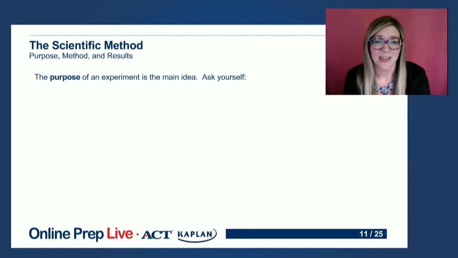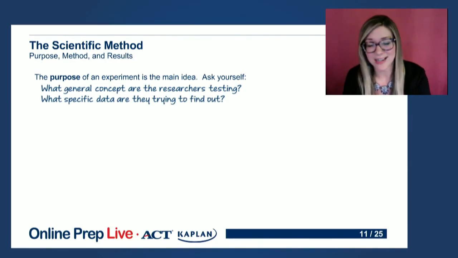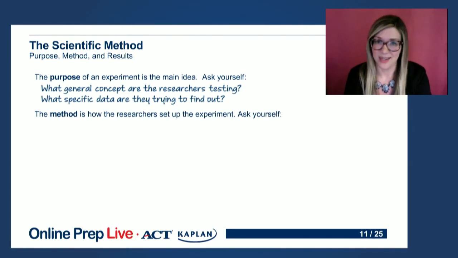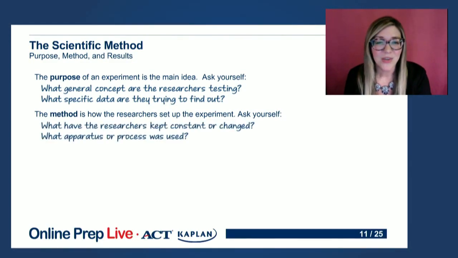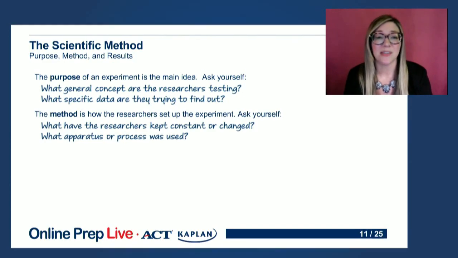So the purpose of the experiment is the main idea of the experiment you're looking at. What are the researchers trying to test in the study they were looking at? So what specific data are they hunting down? The method. We saw plenty of methods in that last passage right there. The method is how the researchers are going to set things up. So we want to ask, okay, what machinery, what apparatus did they use? Did they change anything? Did they keep anything constant? What types of data were they trying to get?